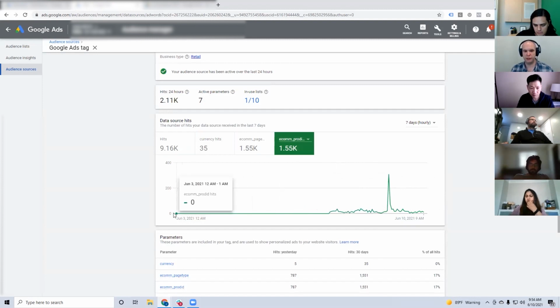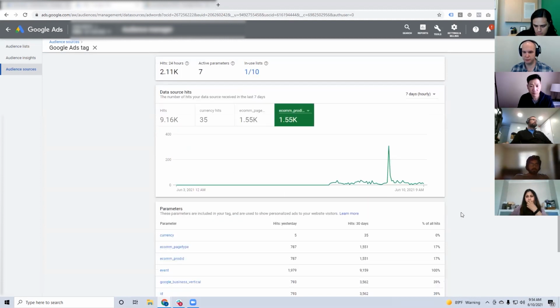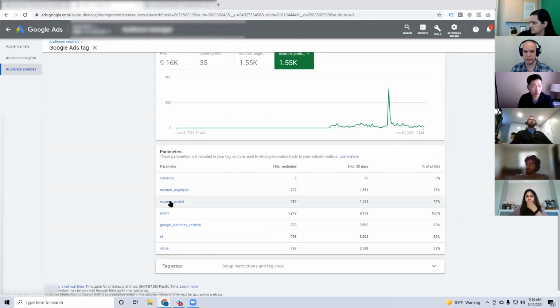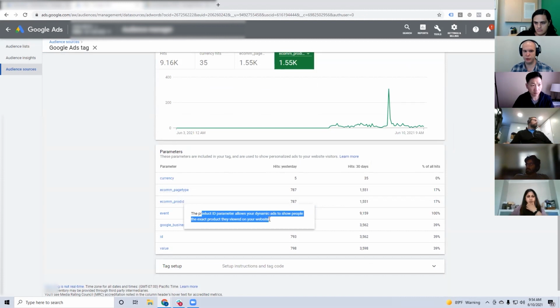It fell off sometime right before the end of the month. We had to get it fixed. This is how important ecom prod ID is. It's the product ID parameter that allows your dynamic ads to show to people exactly the product viewed on your website. This is 40% of your smart shopping campaign, this one tag here.